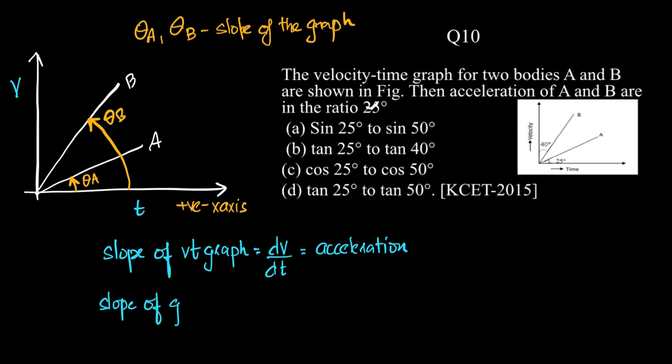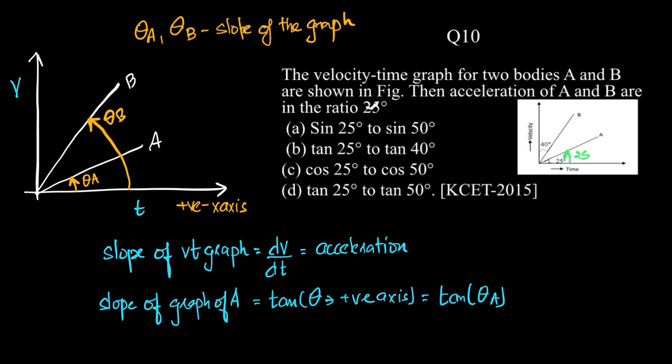Now let us see the slope. So slope of the graph of A is equal to tan of the angle theta made with the positive x-axis, which here is tan of theta A. Now what is the measure of theta A according to the question? According to the question, theta A is given to be 25 degrees. So this becomes tan 25 degrees.